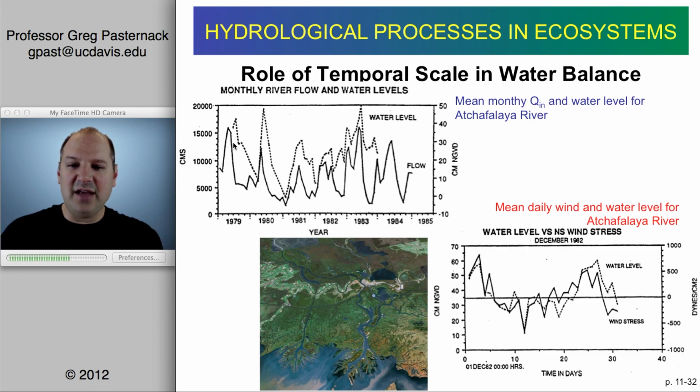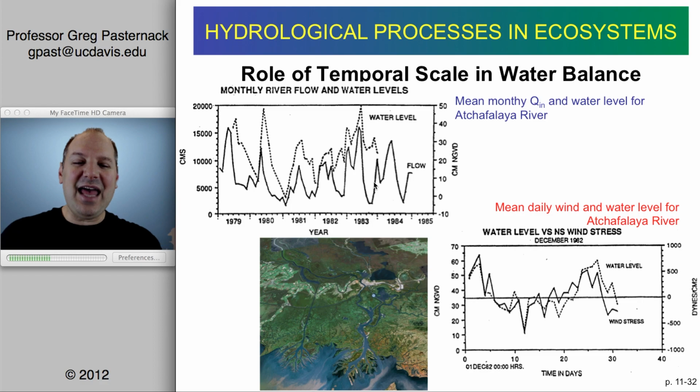And then the solid line shows the flow from the Atchafalaya River. You can see that these wiggles roughly line up. When flow goes up, the water level goes up. When flow goes down, water level goes down. So on a monthly to annual to interannual time frame, water levels are responding to discharge.